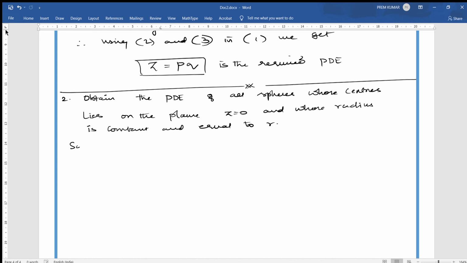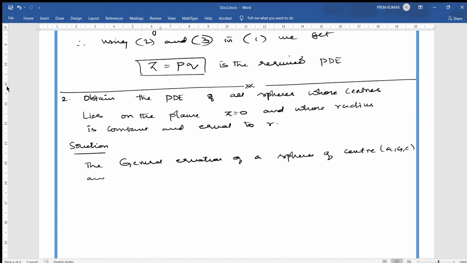They have given that the radius of all the spheres whose centers lie on the plane z equal to 0 is r. So what is the general equation of a sphere with center (a, b, c)? General equation of a sphere of center (a, b, c) and radius r is given by (x minus a) the whole square plus (y minus b) the whole square plus (z minus c) the whole square equal to r square. Okay.